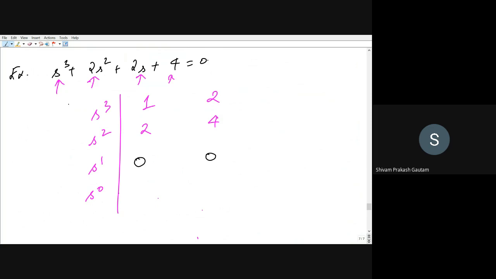So what you have to do, you have to formulate an auxiliary equation. An auxiliary equation you can form from the coefficients of the row above the row of 0, that's 2 and 4. So 2 multiplied by s to the power 2, because s to the power 2 is the maximum power in this row. As you can see, this is the maximum power, and the first coefficient is 2.